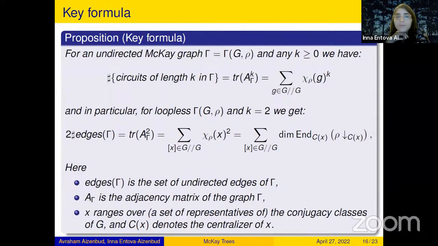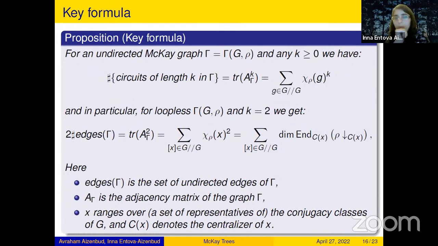So the number of closed circuits of length k in my graph would be exactly the trace of the kth power of the adjacency matrix. This is a general statement about graphs. Yes, so the diagonal entries in the kth power of the adjacency matrix are precisely the number of circuits of length k which begin and end at a certain vertex. And if I want to sum over all the possible vertices, I will get the trace.